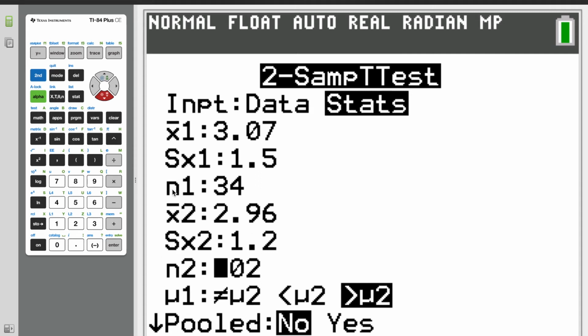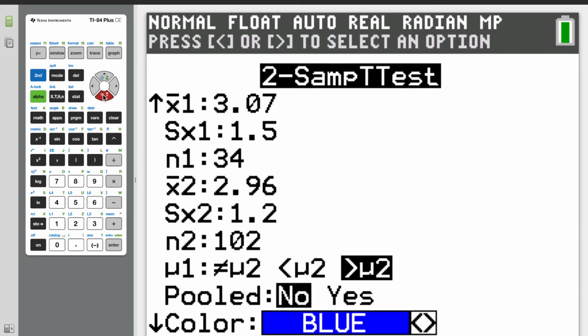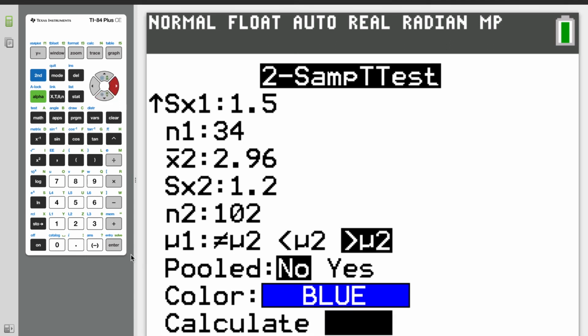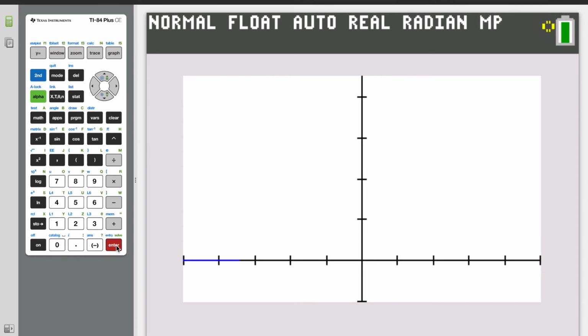When you mix up these values, that's where you can make a mistake. And so again, we were conducting a greater than problem, so we're going to use the option for greater than mu2. And you don't need to worry about the pooled option for this test. And one thing to note, again, we have an unknown population standard deviation, which is why we use the t distribution. And so when we go to calculate all of these problems, I'm going to use the draw option so that it gives me my test statistic and p-value.